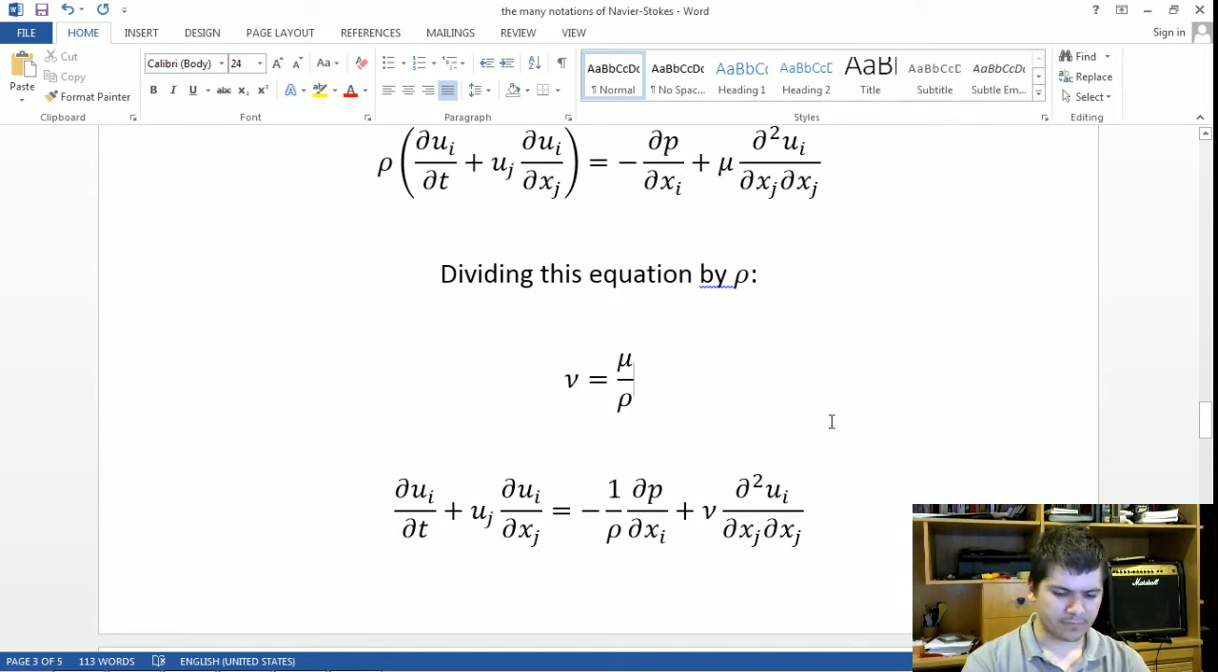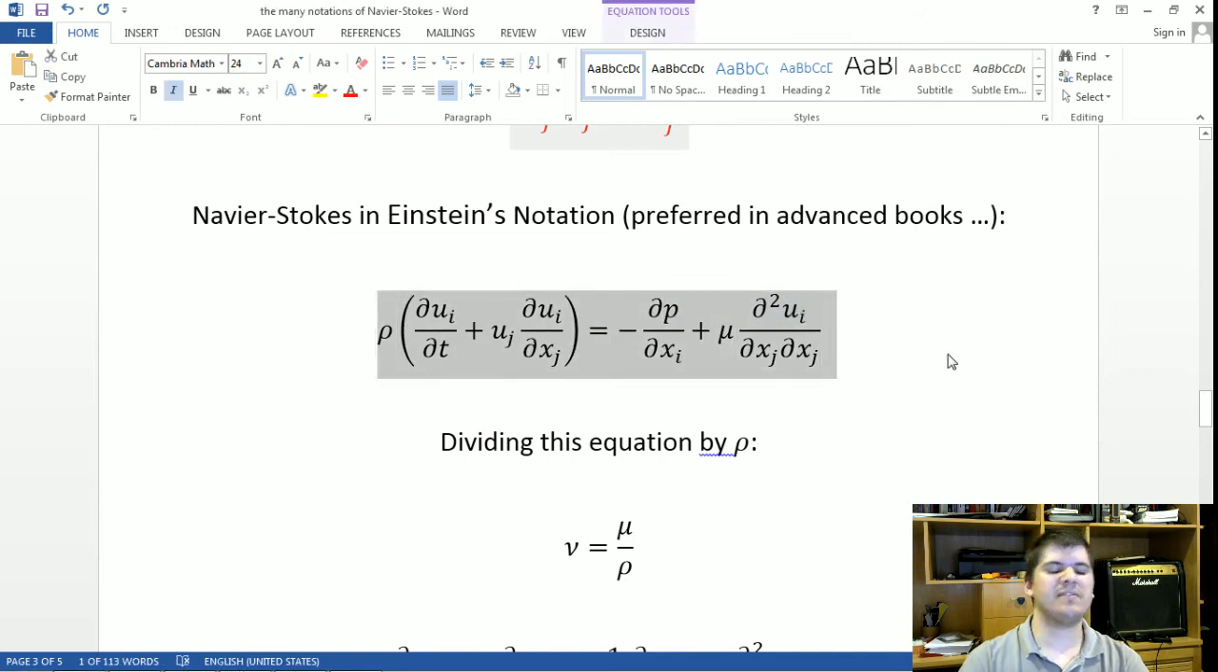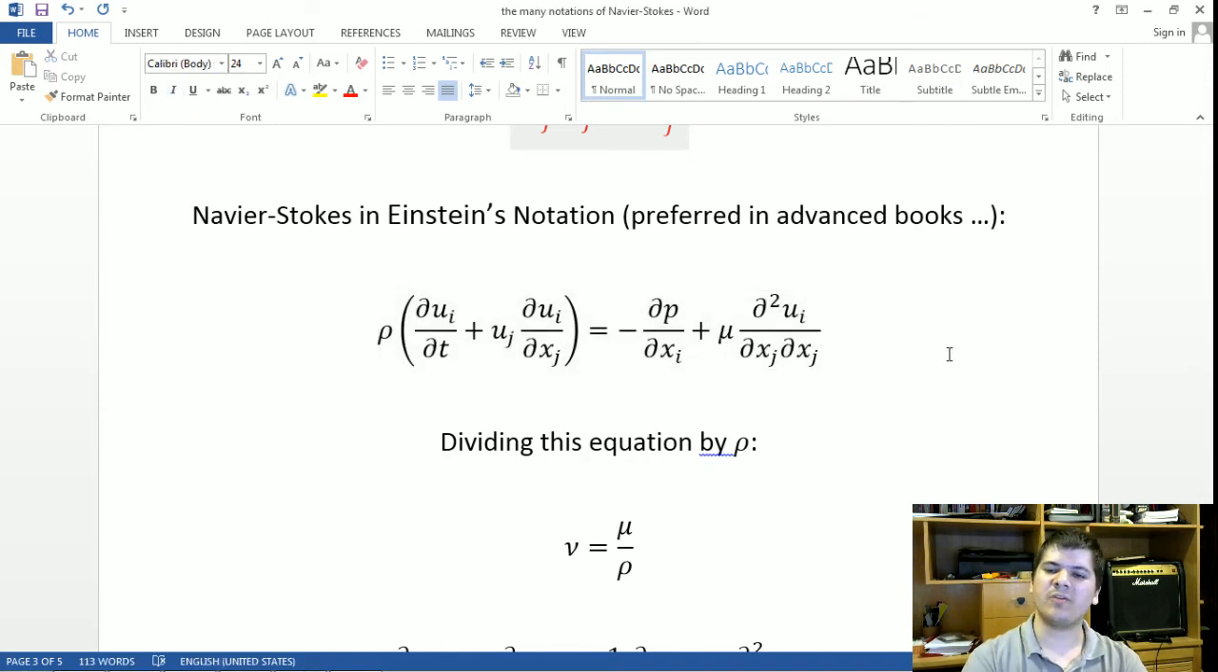Well, returning to our main subject here, which is Einstein's notation of Navier-Stokes. How can we see this in a way that's more understandable for one who is not very familiar with the tensor notation or Einstein's summation notation? Well, there is some mathematical trick we can use to make this more understandable.